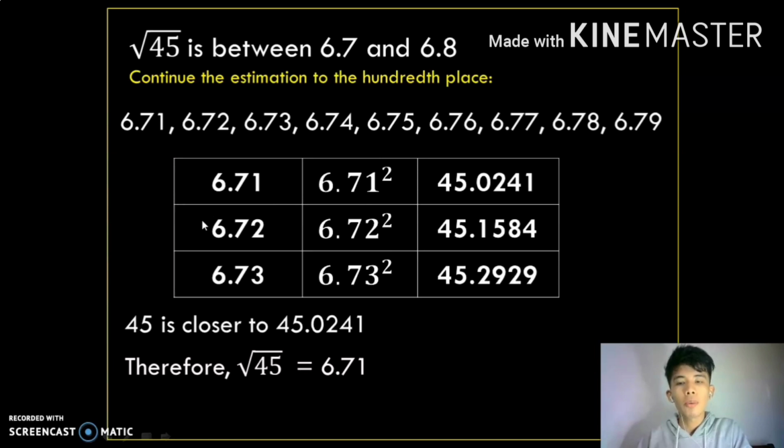Ito, 6.71. Yan ang estimation ha. Estimation yan. Estimated value of the square root of 45. So, that is without using a calculator.